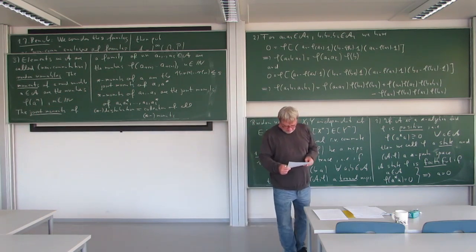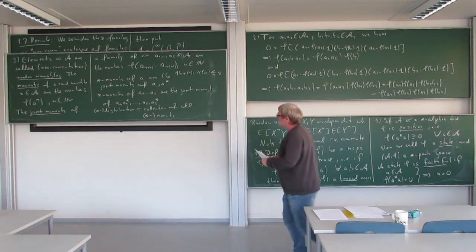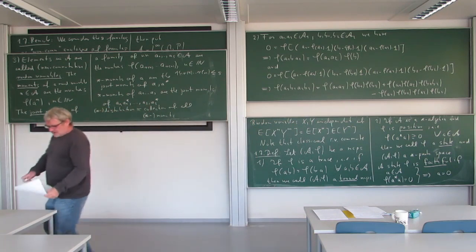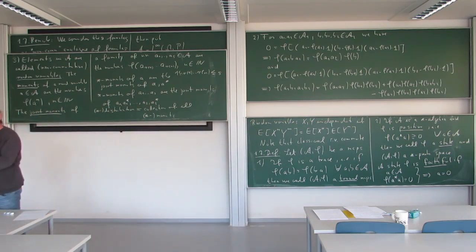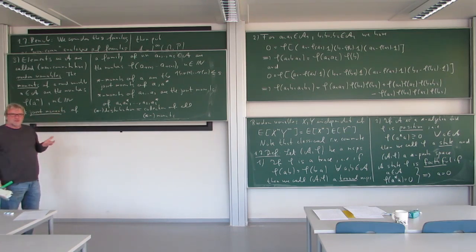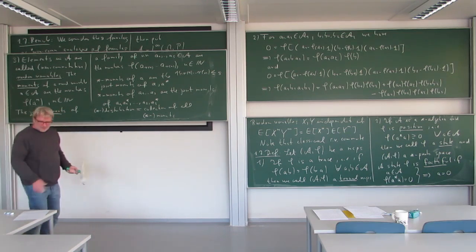Okay, so this is just language which we are using. But it's the same language as we are using for classical random variables. For classical probability theory, if you have a random variable, usually the distribution is the crucial thing in which you're interested. And here it's the same.